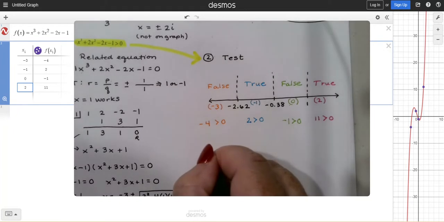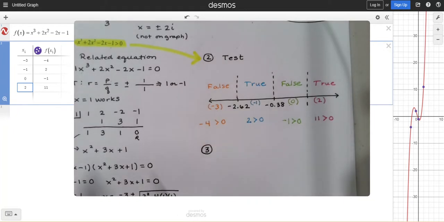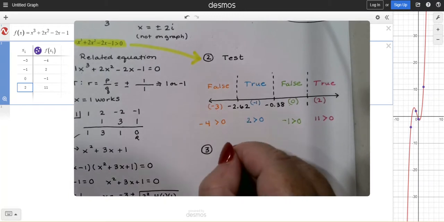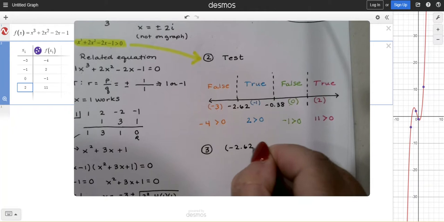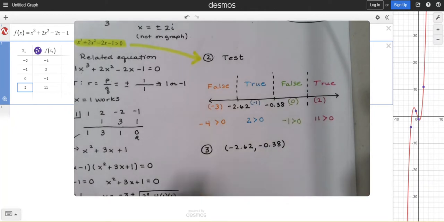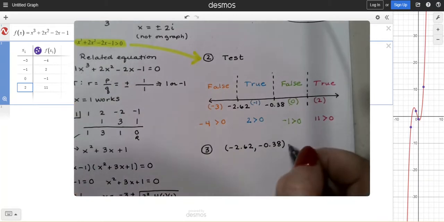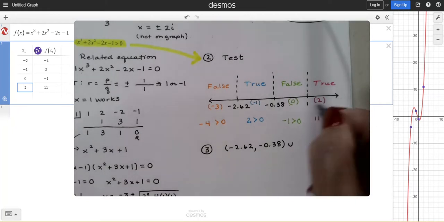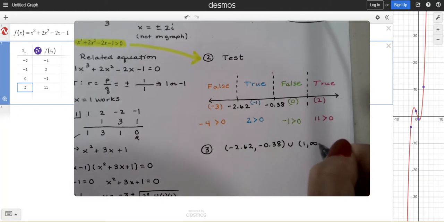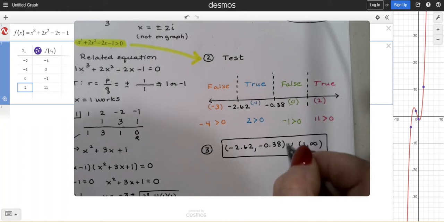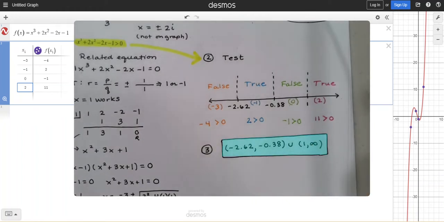So, thirdly, I'm going to write my solution. The places where this polynomial truly is bigger than 0 would be from -2.62 to -0.38. Notice I'm using parentheses because it's just greater than 0, not greater than or equal to. And also, I'm going to join this answer with a union sign from 1 to infinity. We often use that little union sign to join two pieces of a solution together.